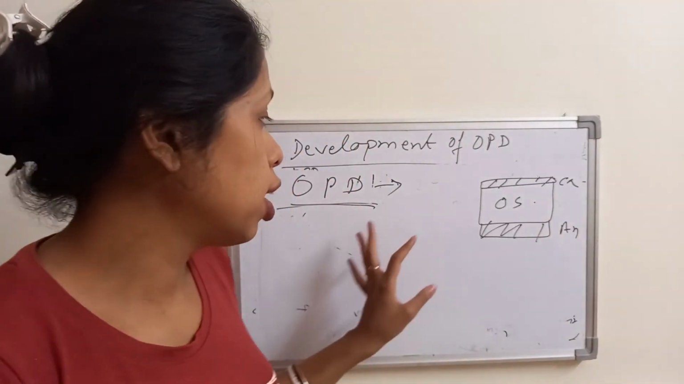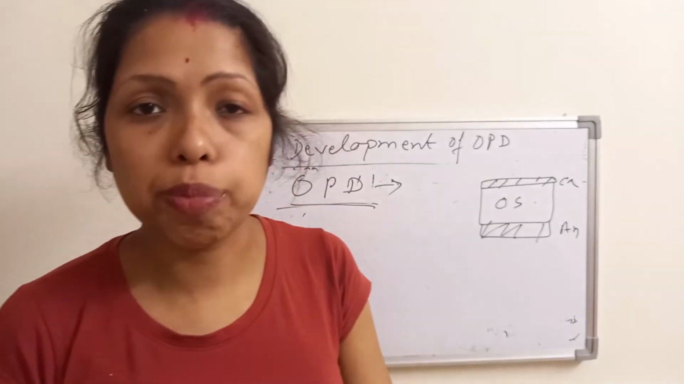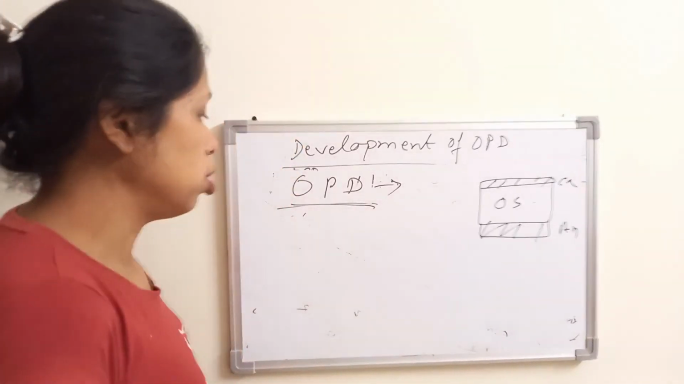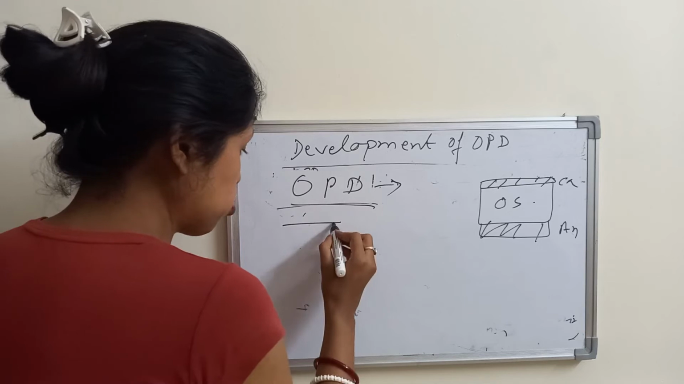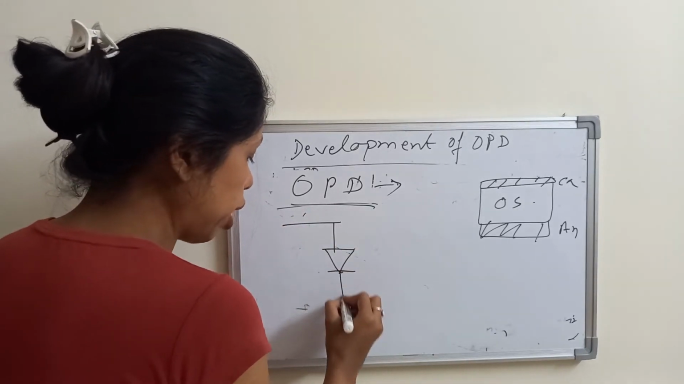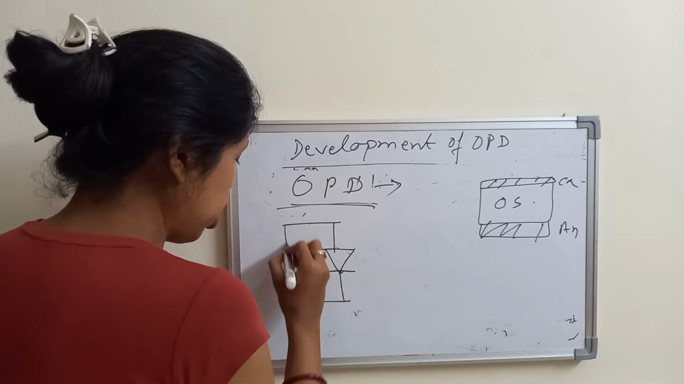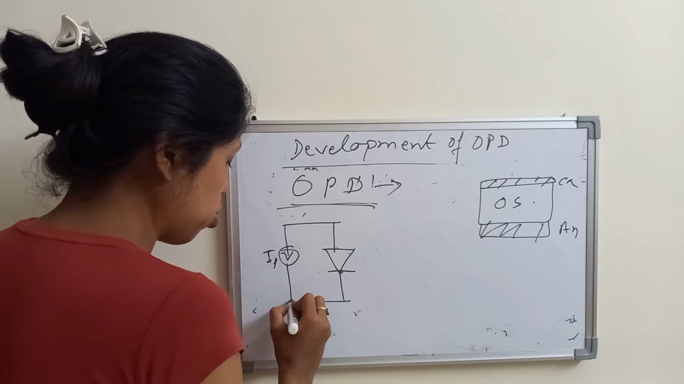So by knowing the equivalent circuit, we can determine the internal parameters, the circuit parameters. If we draw the circuit diagram normally for an organic photodetector, this is a diode, right? So one diode should be there. The main purpose is that it will produce the photocurrent, right?